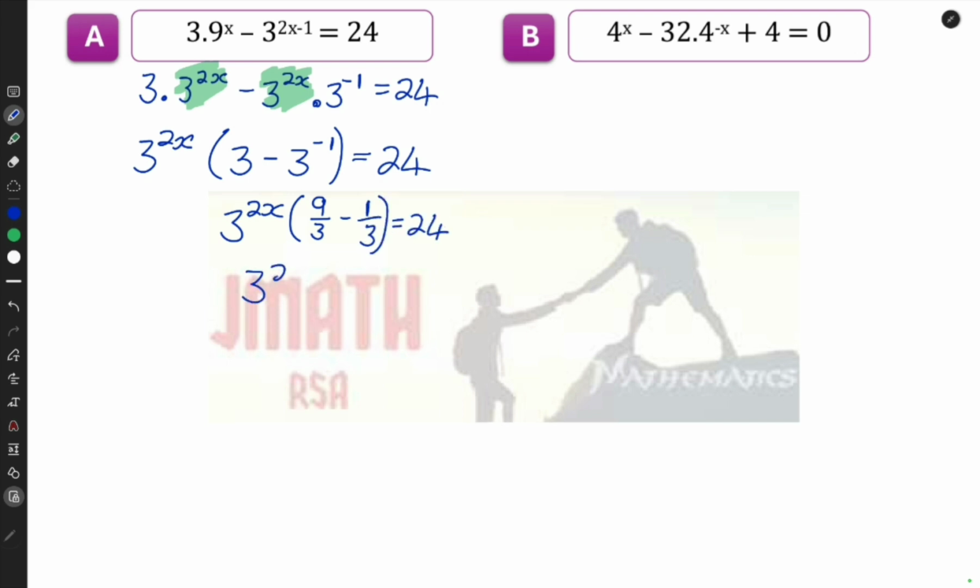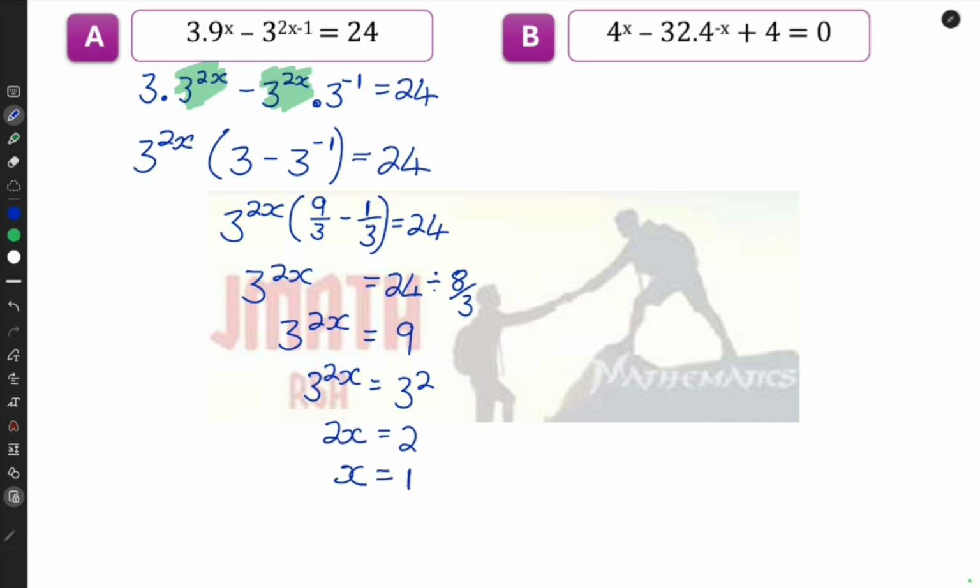And then I can just say, okay, but 3 to the power 2x equals 24 divided by that answer, and I can see that is 8 over 3. So 3 to the power 2x equals, just type that in your calculator and you'll see it's 9. 3 to the power 2x equals 3 squared, therefore 2x equals 2. And finally, we can say x is equal to 1.